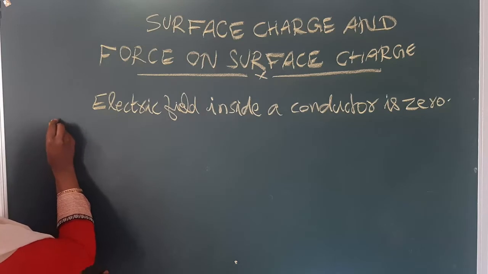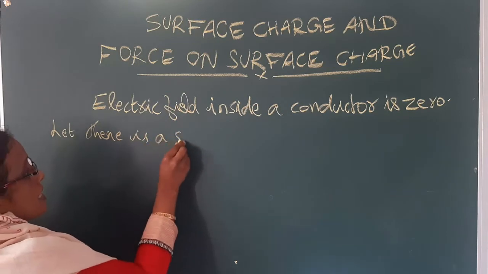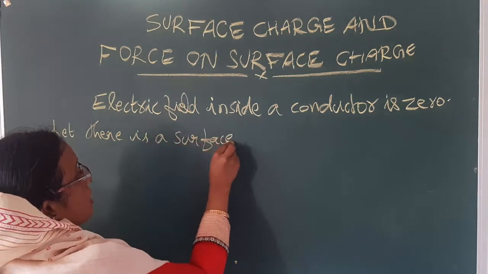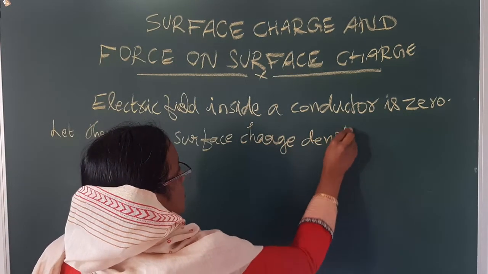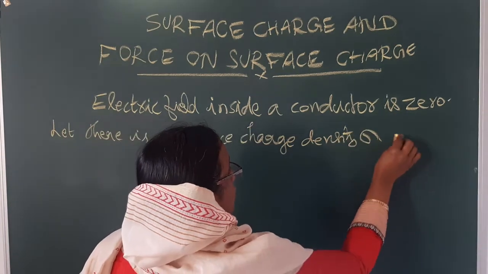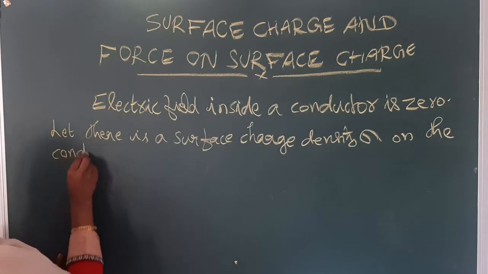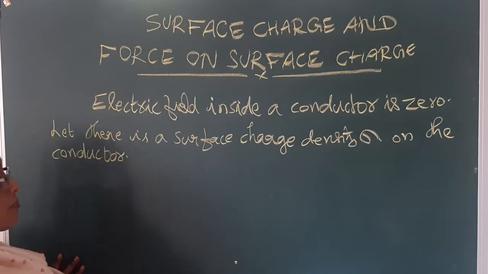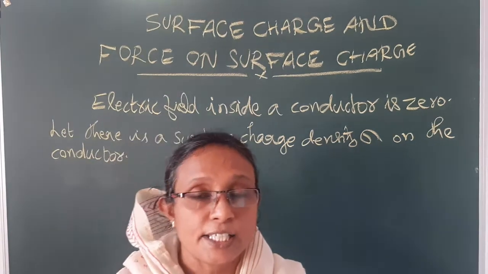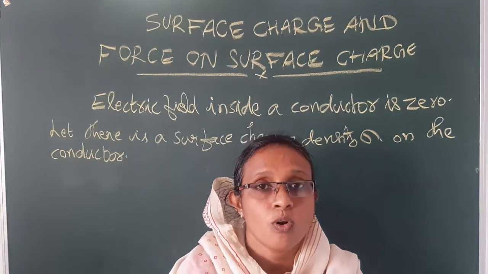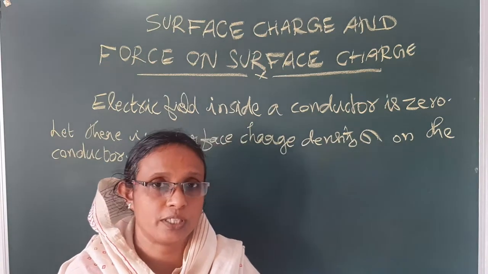Let there be a surface charge density sigma on the conductor. But we learned that the electric field inside the conductor is 0. Now, what should be the electric field just outside the conductor? That is the question.